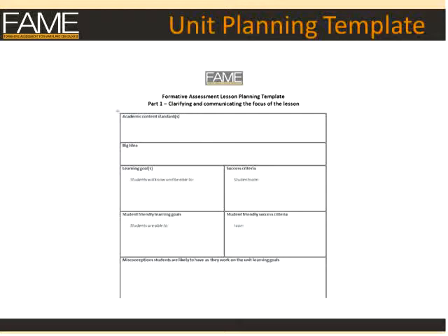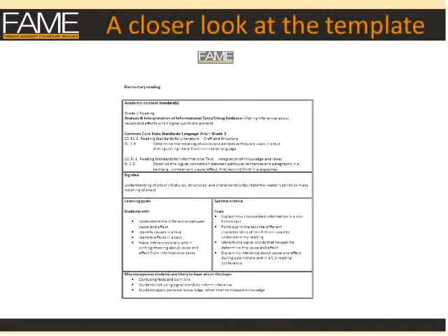So we're going to go through this unit template right now. If you want to go ahead and open it up, it is called the Elementary Examples of Formative Assessment. And we will go through each of these together. So if you go to the first one, this is elementary reading. This is the same template that is shared in the FAME module.